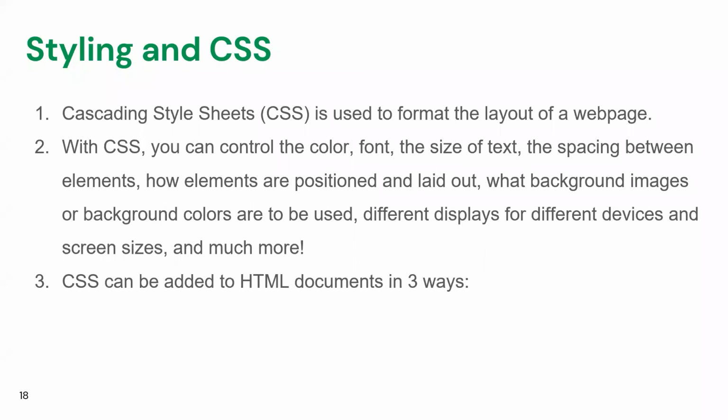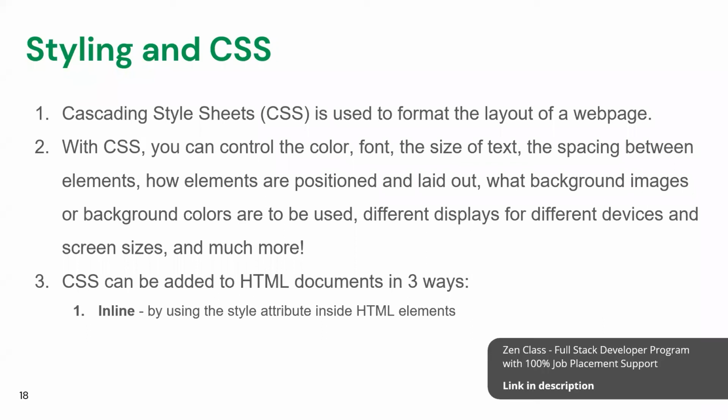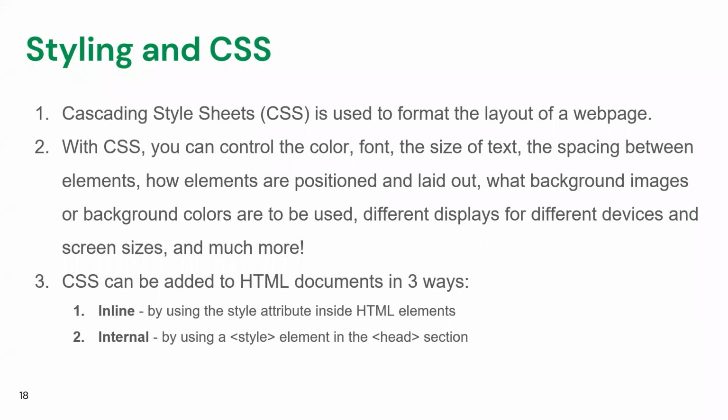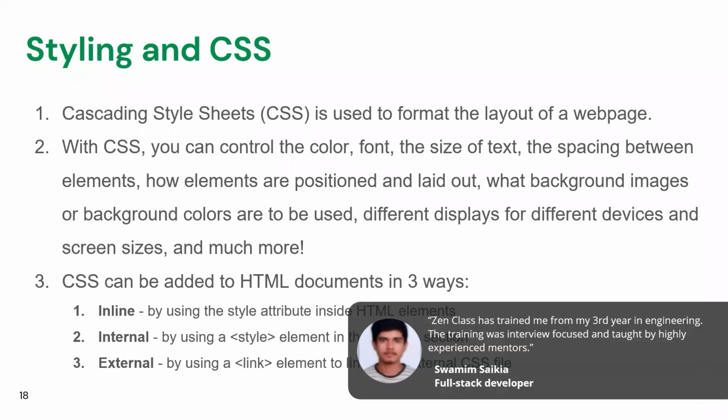CSS can be added in the HTML document in three different ways. One is inline. Inline means basically embedded within the HTML elements. Another is internal, which is done by using the style tag in the header section. And another is external. In the case of external, we create the same commands in an external file and then attach that particular file in the HTML document.